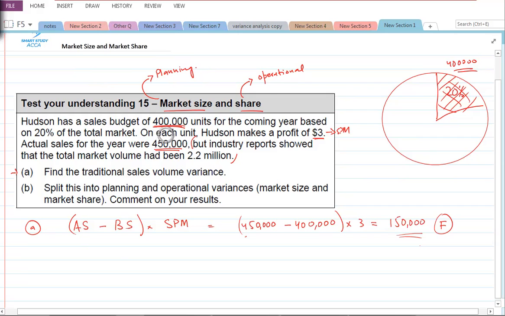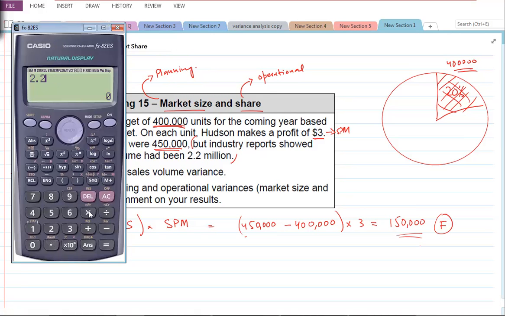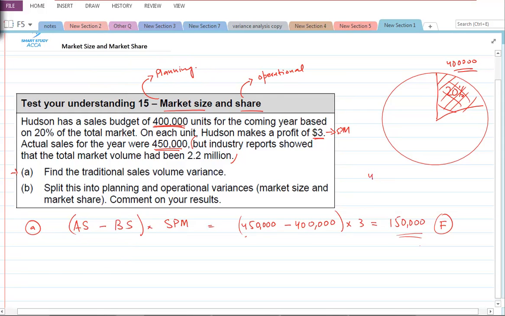So don't you think that our budget should be revised also, right? It should now be 20% of 2.2 million. So this is 2.2 million and 20% of this is basically 440,000. Which basically means that our original budget was 400,000. Our revised budget should be 440,000 and the actual sales is 450,000.